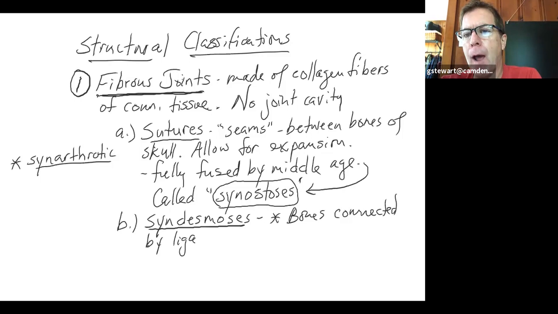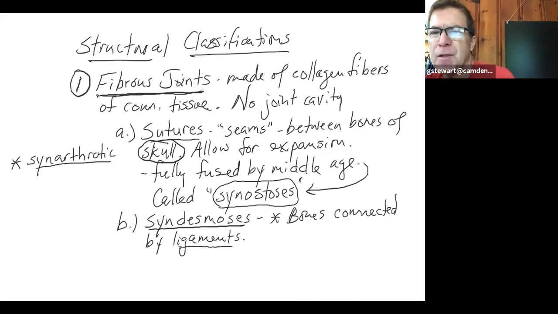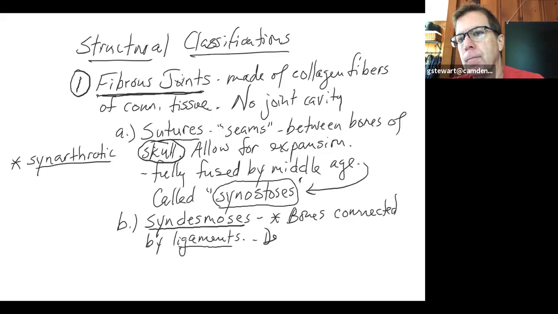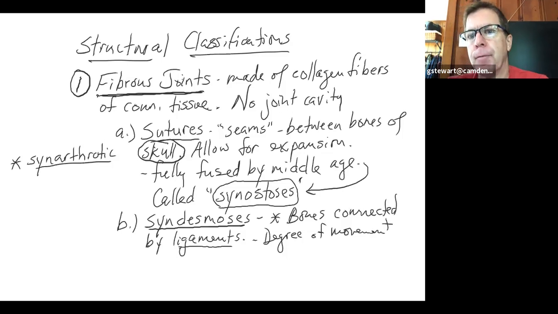So throughout even our appendicular skeleton, bone-to-bone connections are ligaments. So are sutures, but sutures are specific to special connections within the skull. These are bone-to-bone connections outside of the skull, mostly. Syndesmoses. The degree of movement here depends on the length of the fibers. So that's important. The longer the fibers, the more movement. The shorter the fibers, the less movement.